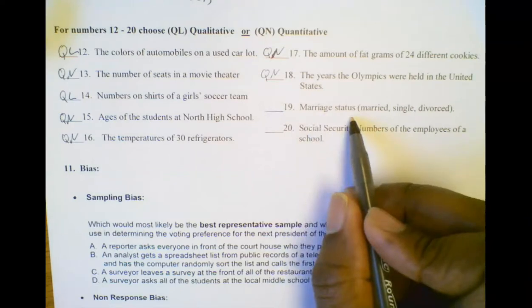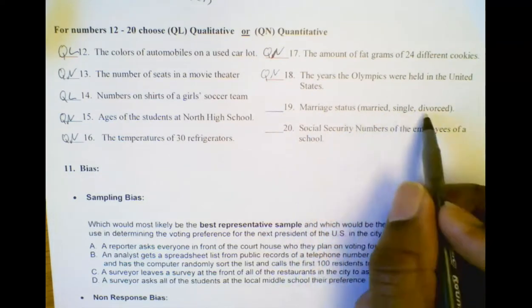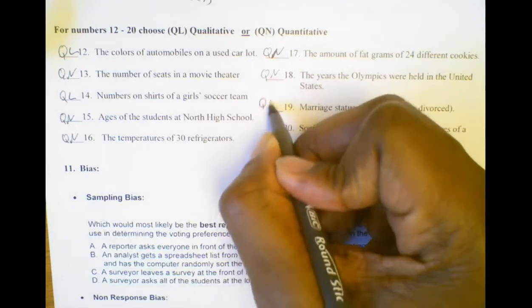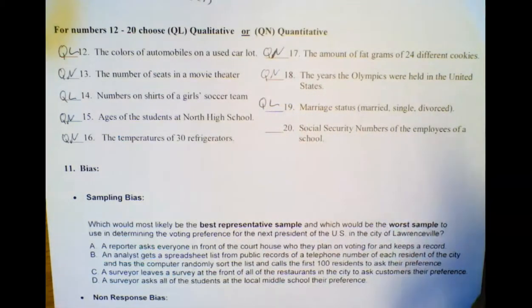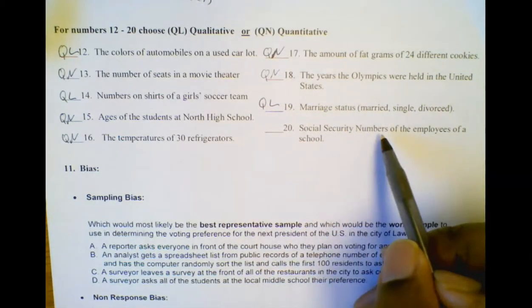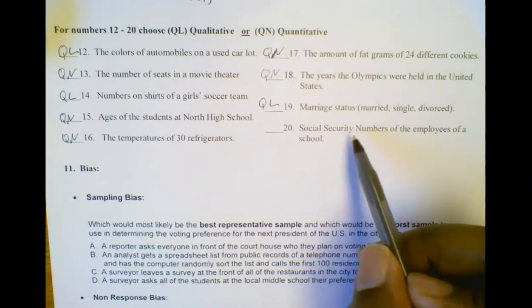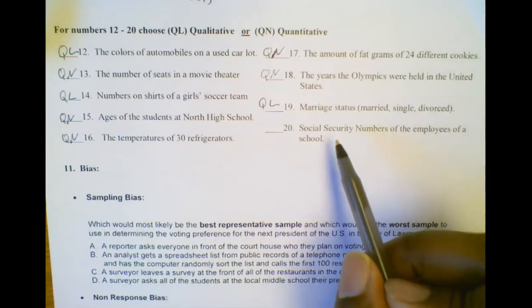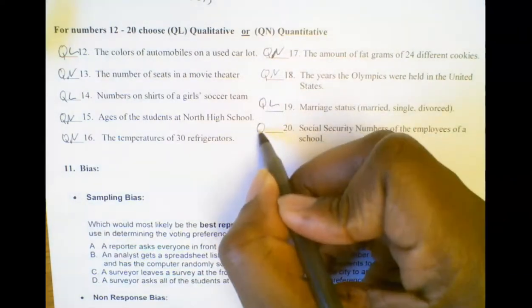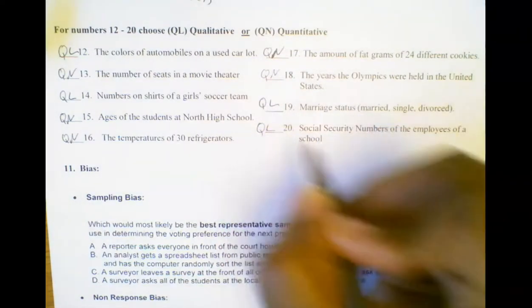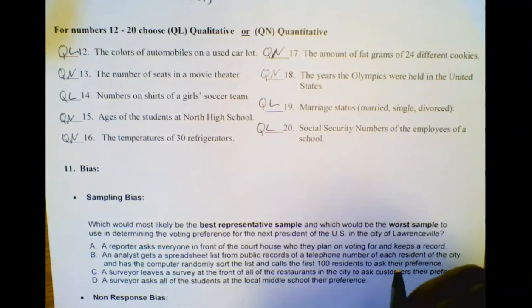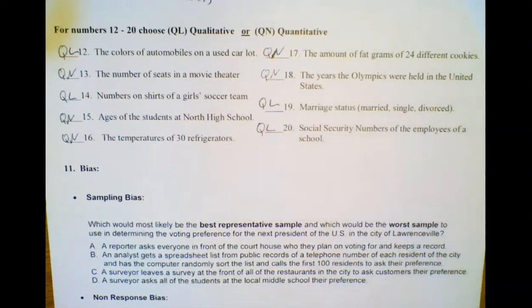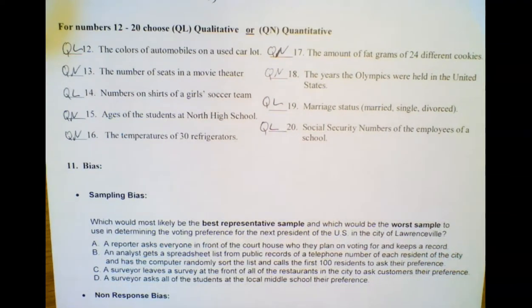Marriage status, married, single, or divorced. Well, that's qualitative. That's a description. Social security numbers. I don't know if all countries have social security numbers, but we do. It's basically just a number that is your name written as a number. That's all it really is. That number doesn't mean anything. It's just the way that we describe who you are. It can identify you. So it's qualitative.